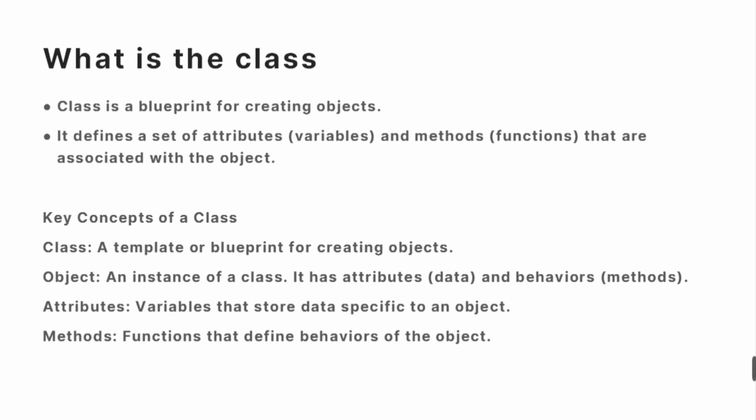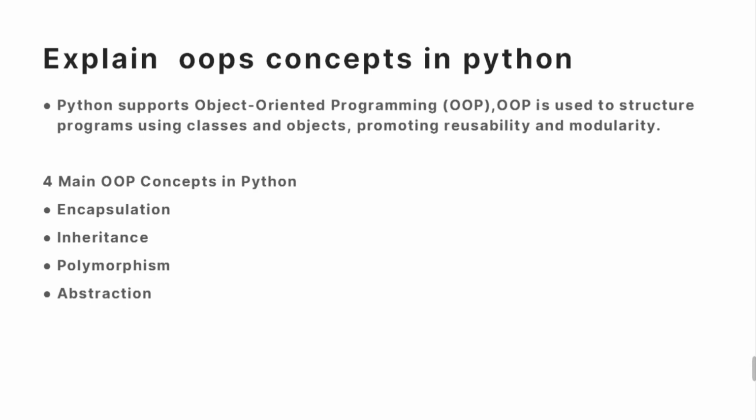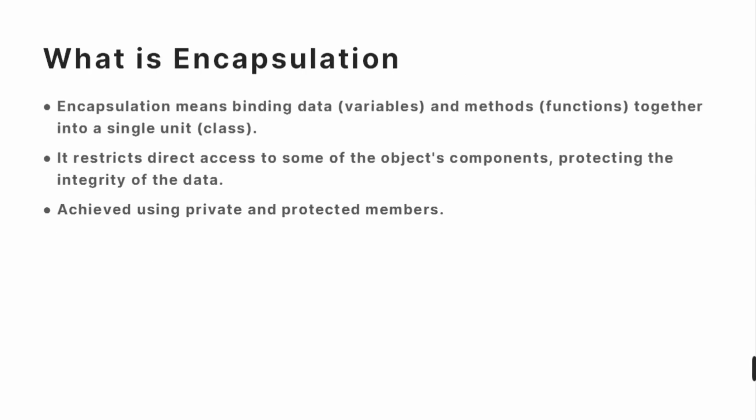Next question is, explain the concepts of OOPS in Python. Python supports the OOPS concepts like other programming languages. There are four main OOPS concepts in Python: encapsulation, inheritance, polymorphism and abstraction. You can explain these concepts one by one. First, let's see what encapsulation is. Encapsulation means binding the data and the methods together into a single unit. Whenever we define any class, we are indirectly implementing the encapsulation concept in Python.